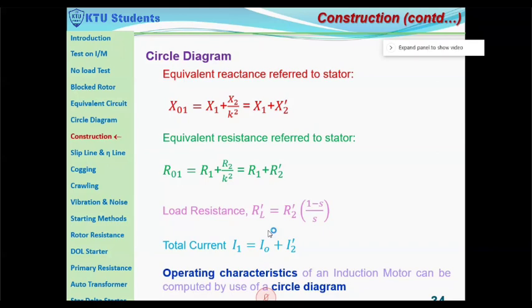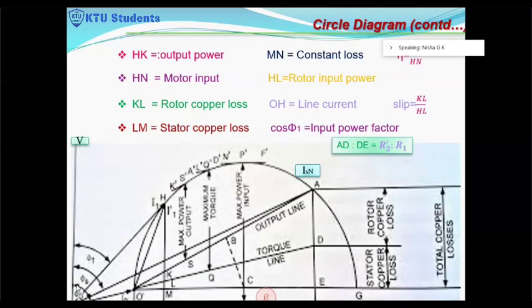This is a circle diagram. We can see this is the voltage axis, and this is the reference axis, and this O is the origin. From the origin you have to consider the no load power factor angle phi 0. I0 will lag the voltage by an angle phi 0, and the no load current I0 is from O to this point O dash. So this represents the no load current I0.